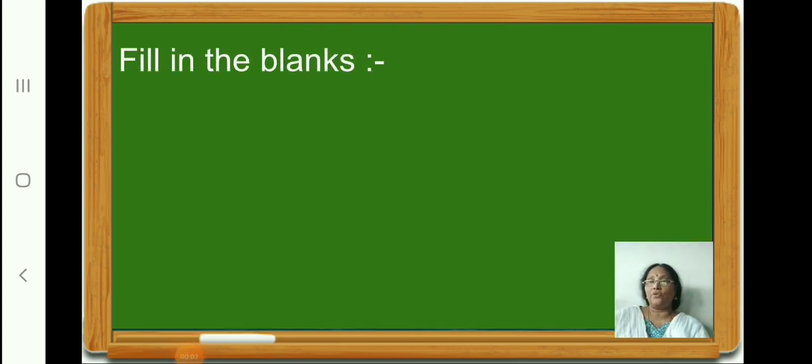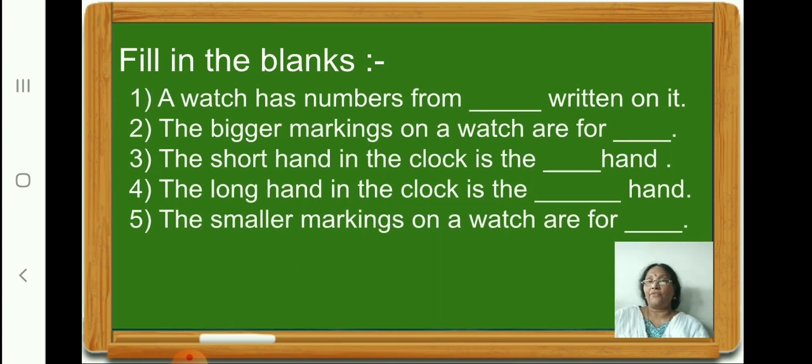Now children, let us do fill in the blanks. A watch has numbers from dash written on it. What will be the answer? 1 to 12. A watch has numbers from 1 to 12 written on it. Now let us do the next one. The bigger markings on a watch are for hours. Now let us do the third one. The shorthand in the clock is the dash hand. The shorthand in the clock is the hour hand. Now let us do the fourth one. The long hand in the clock is the dash hand. What will be the answer? The long hand in the clock is the minute hand.